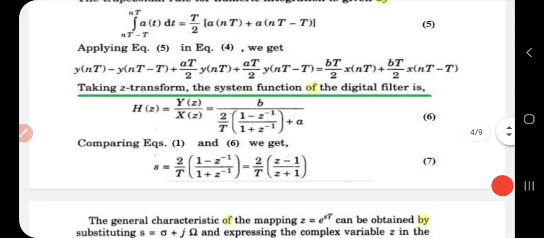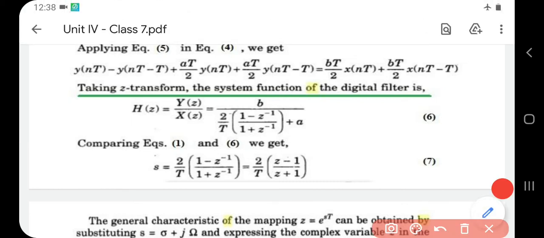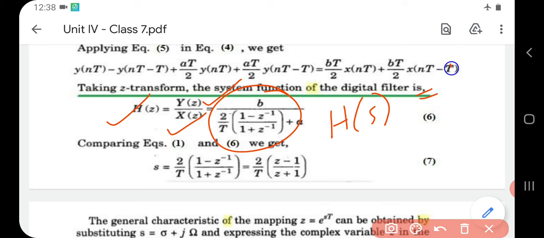Now we are going to take the Z transform. Till now we were talking about the analog system, that is the transfer function H(s). Now we are going to speak about the digital system, or Z domain. H(s) will now become H(z), Y(s) will become Y(z), and X(s) will become X(z). So you have a formula like this: H(s) was b by s plus a. Now b is kept as such. In place of s you have 2 by T into (1 minus z raised to minus 1) by (1 plus z raised to minus 1).